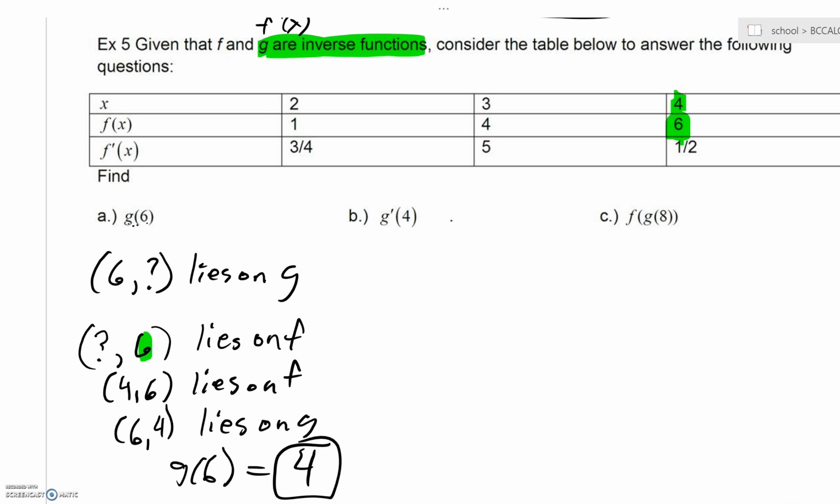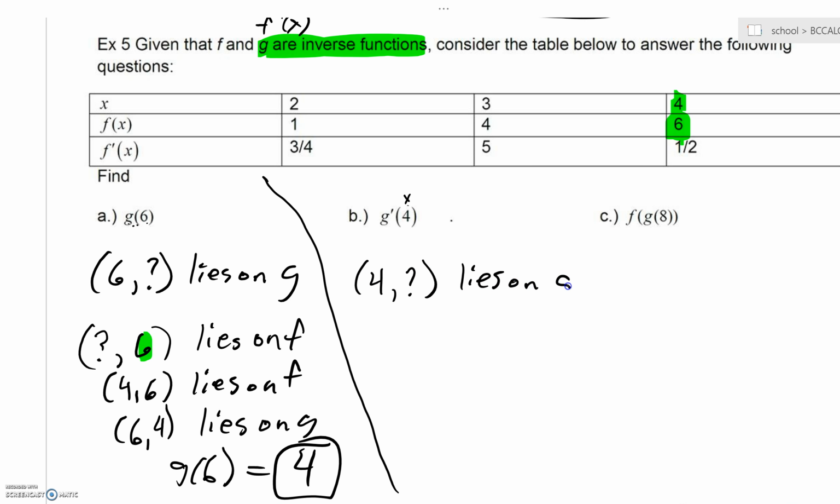Now, notice what the College Board, and this is actually straight from the AP Central here, g prime of 4. Wow. All of a sudden, you could say there's a reciprocal relationship. This is a calculus question, but here we go again. Before you get into the calculus, label the points. That's maybe the most important part of the whole problem. Label your points. g prime of 4, this is an x value. You'd say 4 comma something lies on g. That means something comma 4 lies on f.